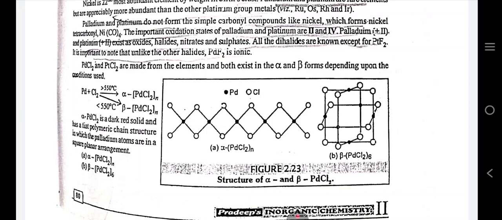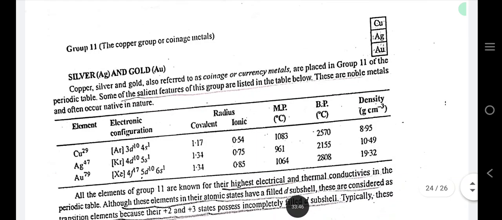PdCl2 and PtCl2 are made from the elements and both exist in the alpha and beta forms depending upon the conditions used. PdCl2 is a dark red solid and has a polymeric chain structure in which the palladium atoms are in a square planar arrangement.